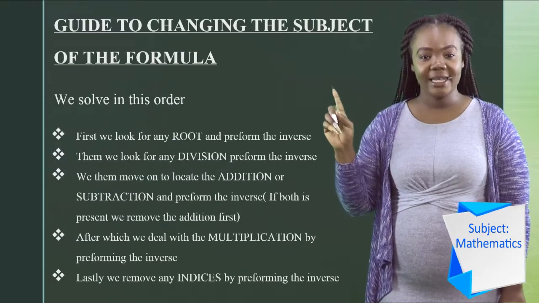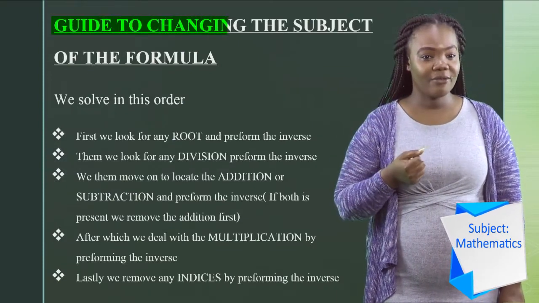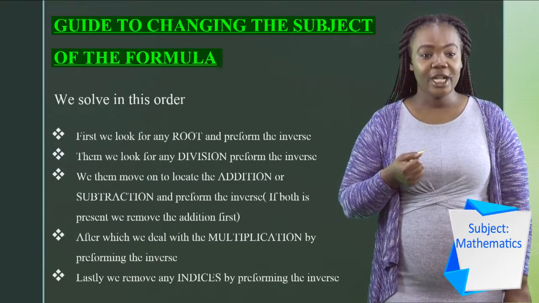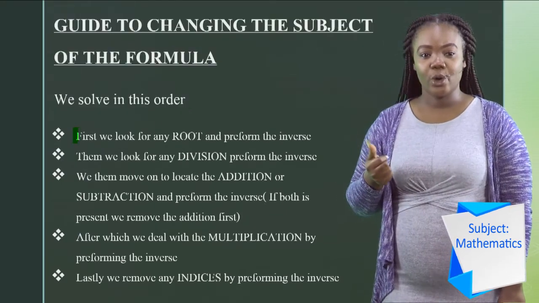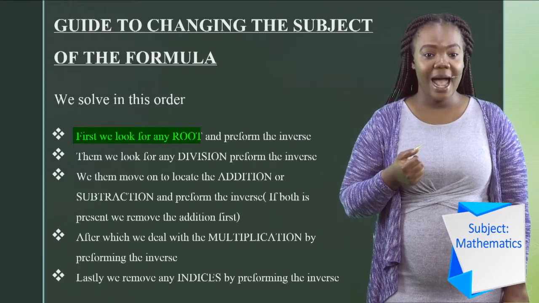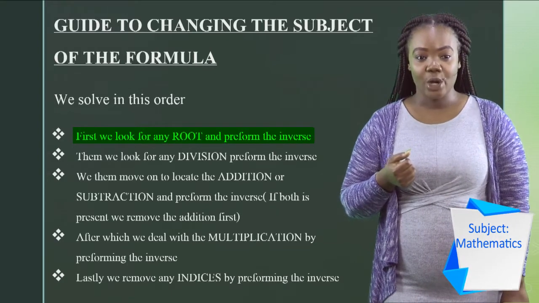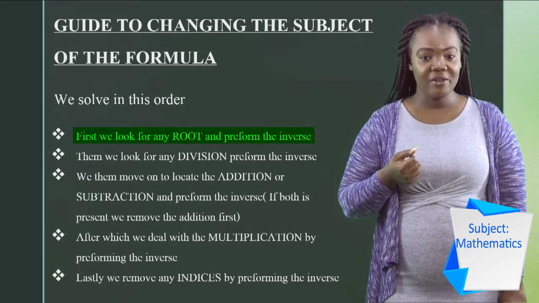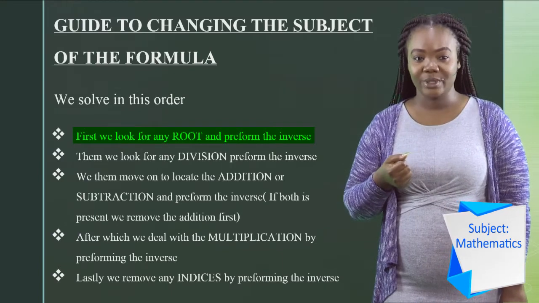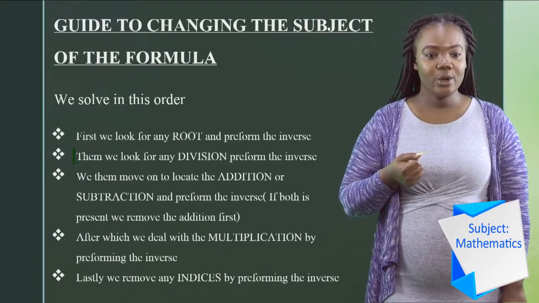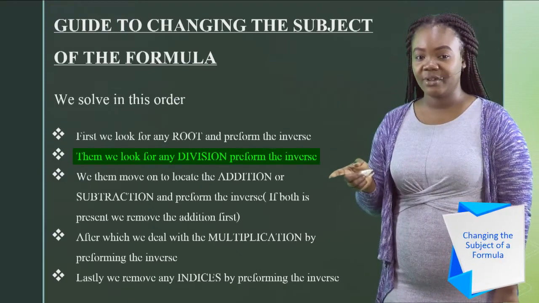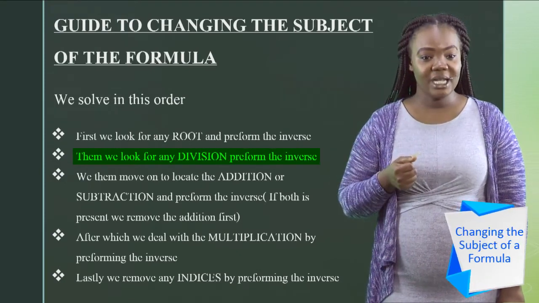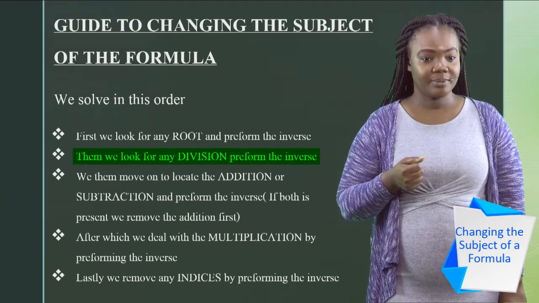Here we have a guide that will help us to solve for the subject of the formula. In order to do that, we follow these steps. First, we look for the root and we perform the inverse. Now, the inverse of a root varies depending on what that root is. Second, we look for the division and we perform the inverse of the division. And the inverse of division is multiplication.